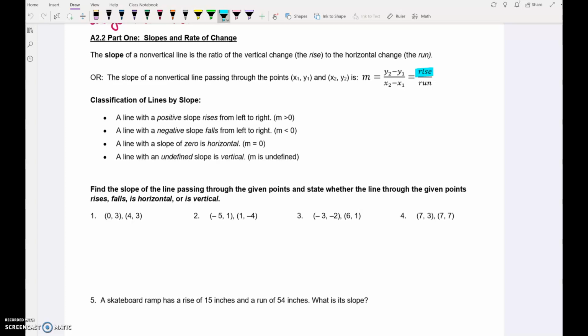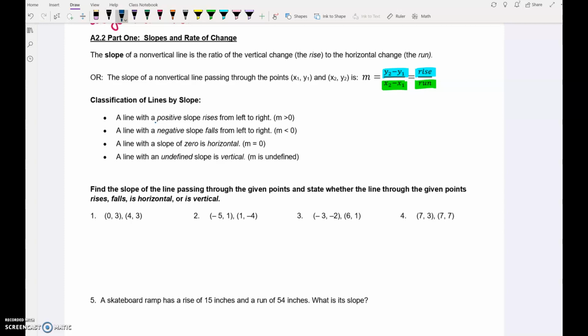Slope is rise over run. To calculate rise, you subtract your y values. To calculate the run, you subtract your x values.